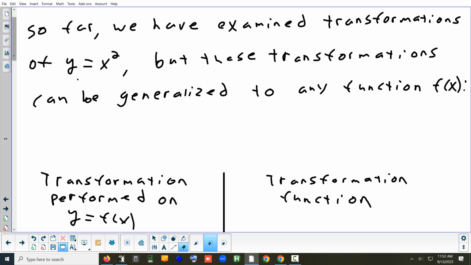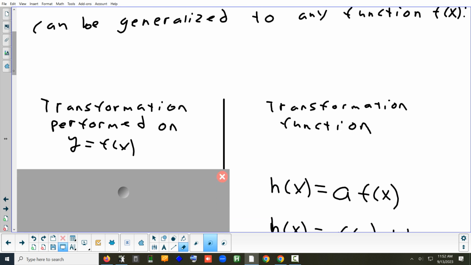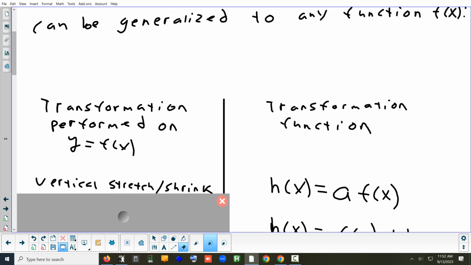Okay, so we're just generalizing what we learned yesterday. When you multiply by a number in front, think of yesterday, x squared, 3x squared. What did the 3 do? You multiply by a number in front. Stretch. What kind of stretch? Good. Or shrink. It depends if it's greater than 1 or less than 1. So when you multiply by a number in front of a function, it will always vertically stretch or shrink. Always.